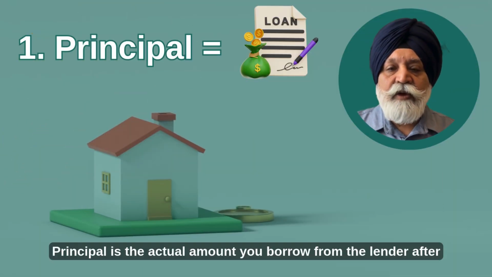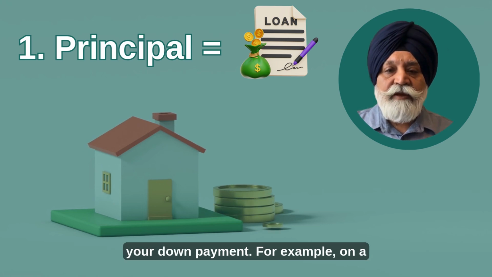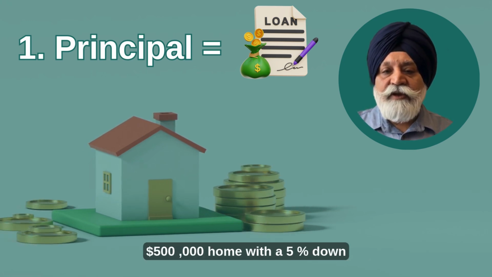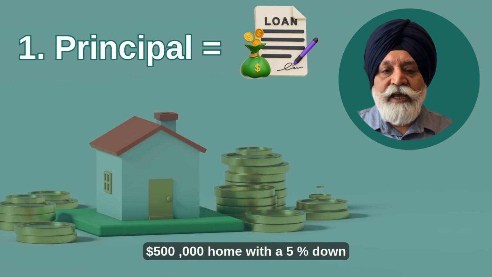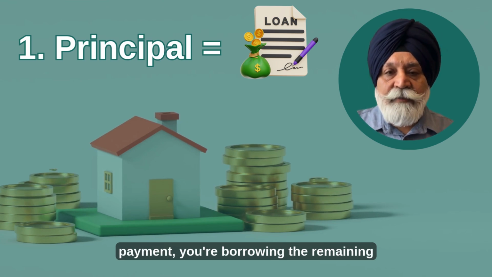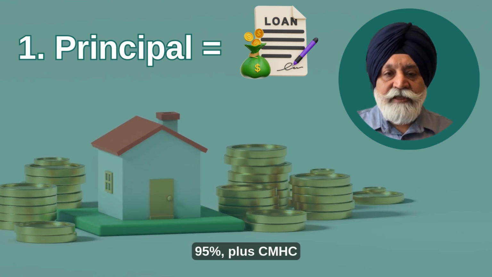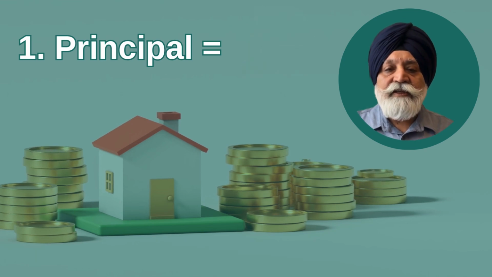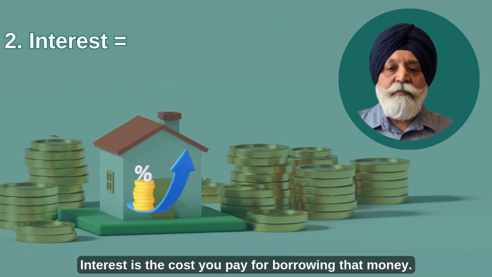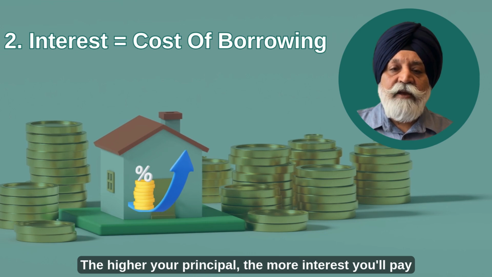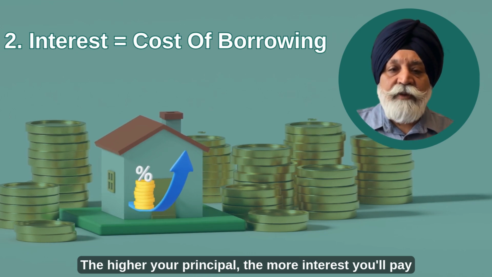Principal is the actual amount you borrow from the lender after your down payment. For example, on a $500,000 home with a 5% down payment, you're borrowing the remaining 95%, plus CMHC insurance in some cases. Interest is the cost you pay for borrowing that money.